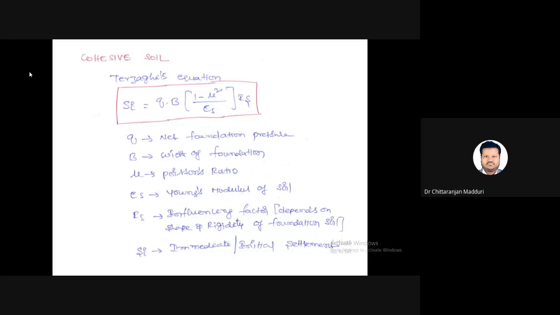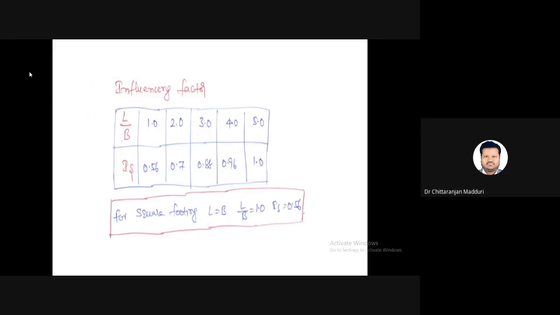B is known as the width of the foundation. Mu is known as Poisson's ratio. Es is known as Young's modulus of soil. Is is known as the influencing factor. It depends on the shape and the rigidity of the foundation, whether it is a rectangular foundation, a square foundation, or any other type of foundation. So Is is known as the influencing factor. It differs for a rectangular foundation and for a square foundation. Si is known as immediate or initial settlement.